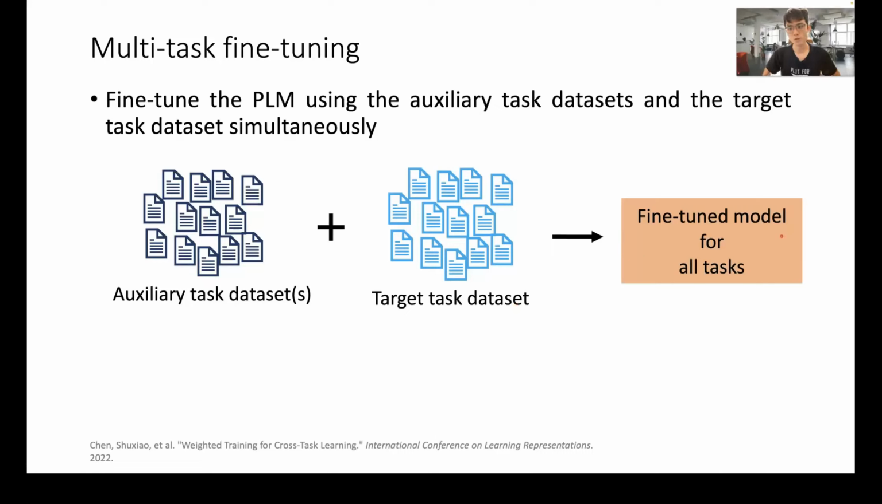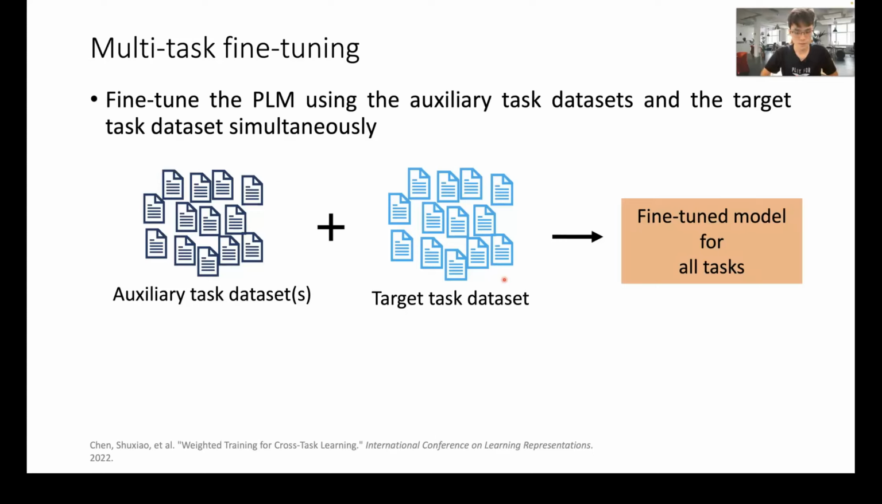So the language model is fine-tuned on the auxiliary task datasets and on the target dataset at the same time. So the core concept is that we hope learning from the auxiliary dataset can help learning the target dataset. However, there is a problem in this multitask fine-tuning. It's just we don't know how to select the auxiliary datasets.